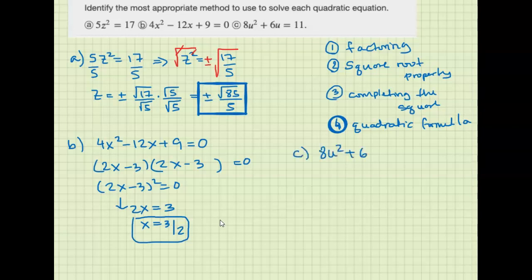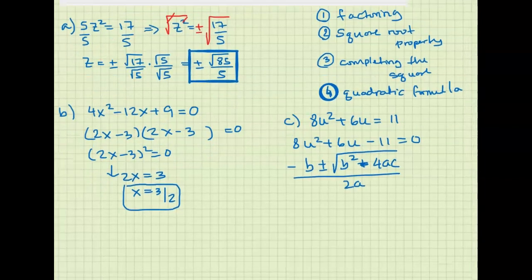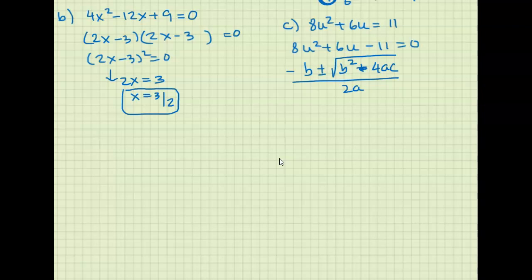8u squared plus 6u is 11. Again, I wouldn't use completing the square because I would have to divide by 8 and I have all these messy fractions. So I'm going to put everything on one side, minus 11 here. Factoring looks ugly. So I'm going to jump into the quadratic formula. Negative b plus or minus the square root of b squared minus 4ac, divided by 2a. So this quadratic formula is appropriate here because the other methods look uglier.